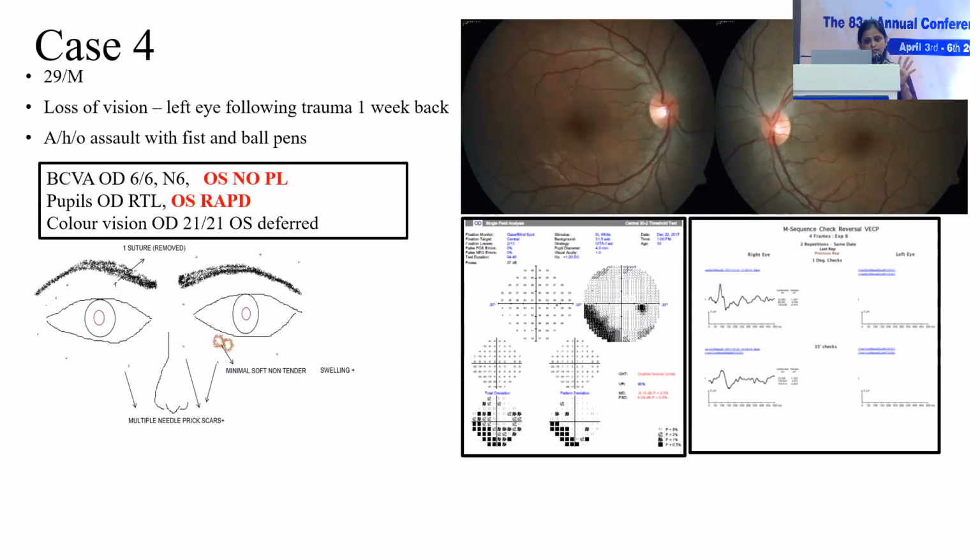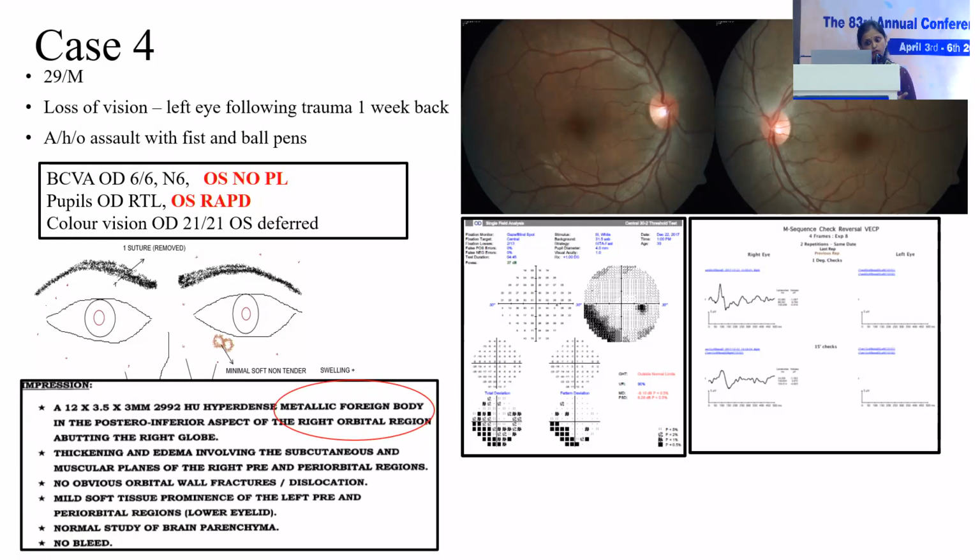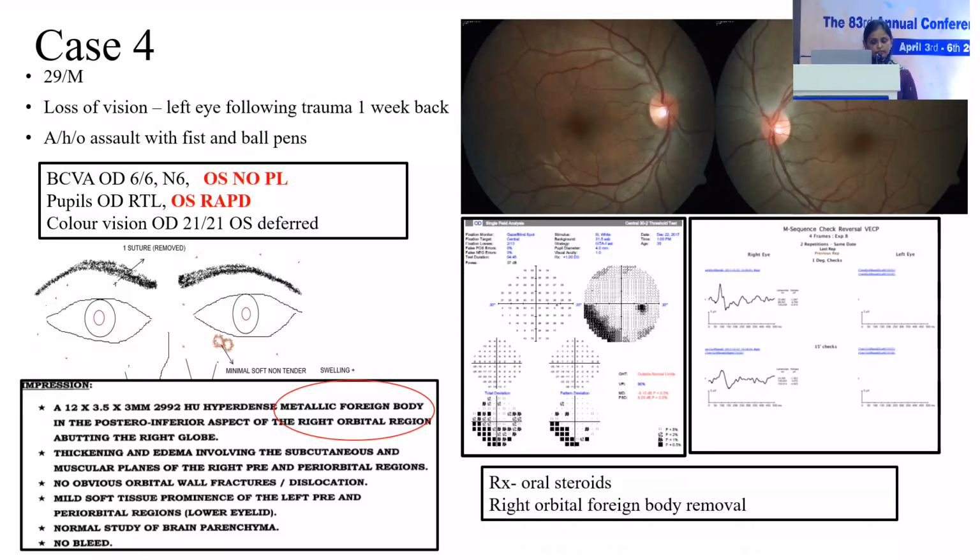And you can see his external image, he had multiple needle prick scars. His fundus in the right eye was normal. In the left eye though, he had mild blurring or superior disc edema. He had an inferior defect in the right, and corresponding to no PL, the VEP waveform was not there in the left eye. When we imaged him, he had a metallic foreign body in the right orbital region abutting the right globe. Thus, he underwent right orbital foreign body removal.